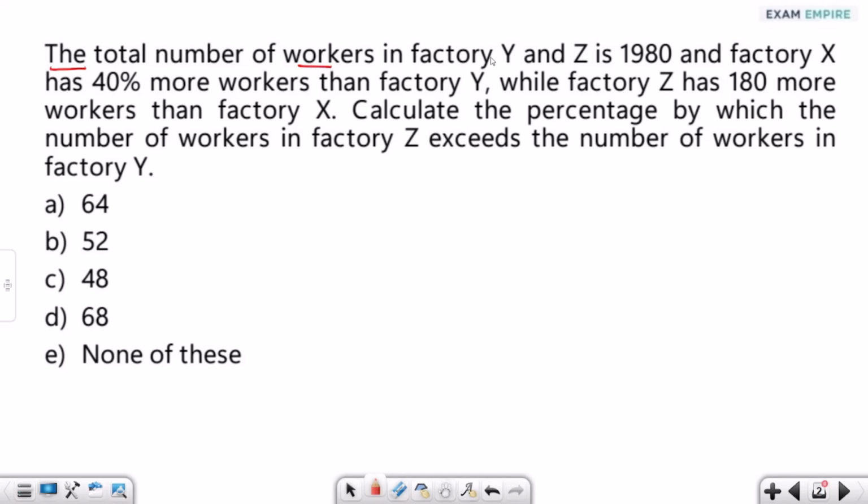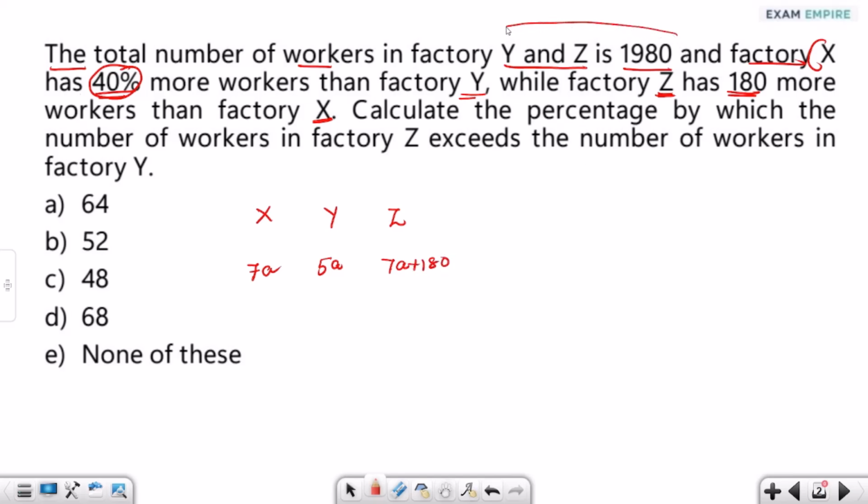The total number of workers in factories Y and Z is 1980, and factory X has 40% more workers than factory Y, while factory Z has 180 more workers than factory X. So there are 3 factories X, Y, Z, and factory X has 40% more workers than factory Y. So let me consider, in factory Y, 5A members are there. Then in factory X, 7A members will be there. And factory Z has 180 workers more than X. So in factory Z, it will be 7A plus 180.